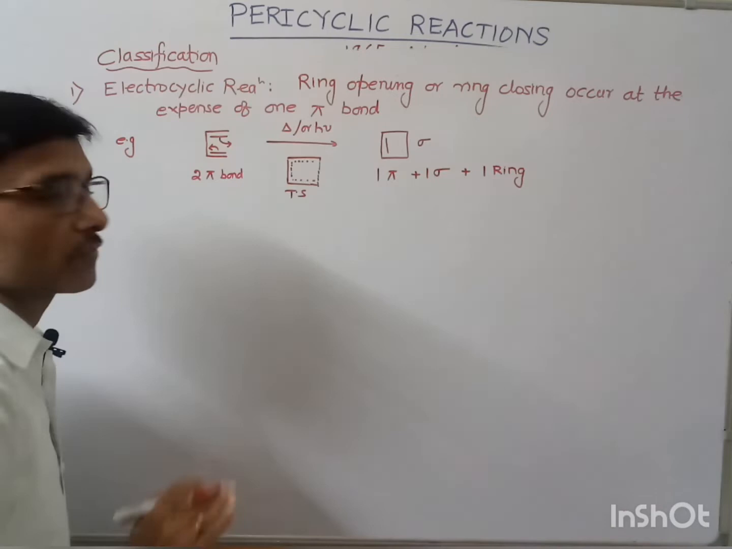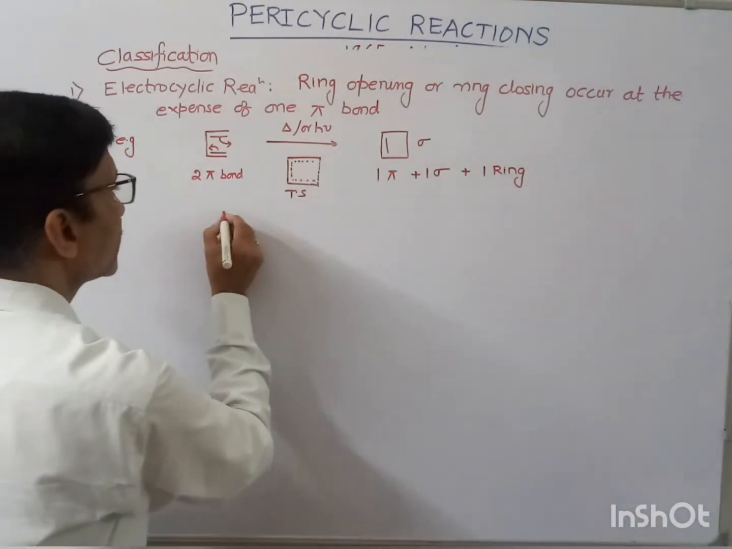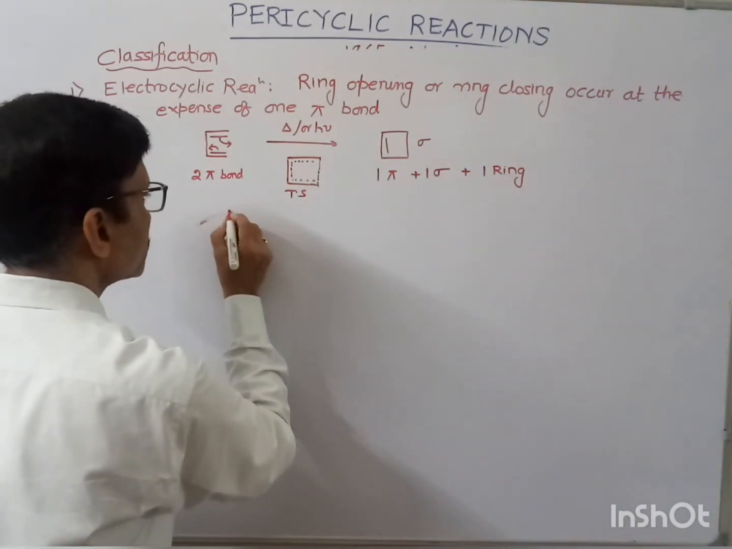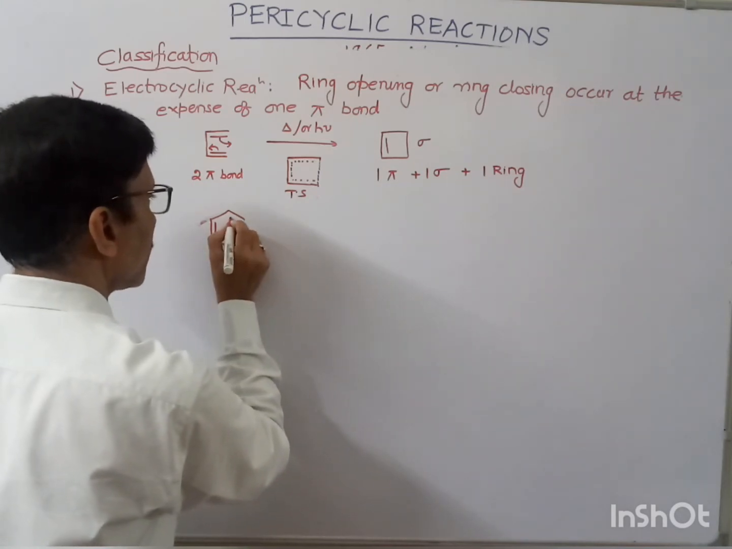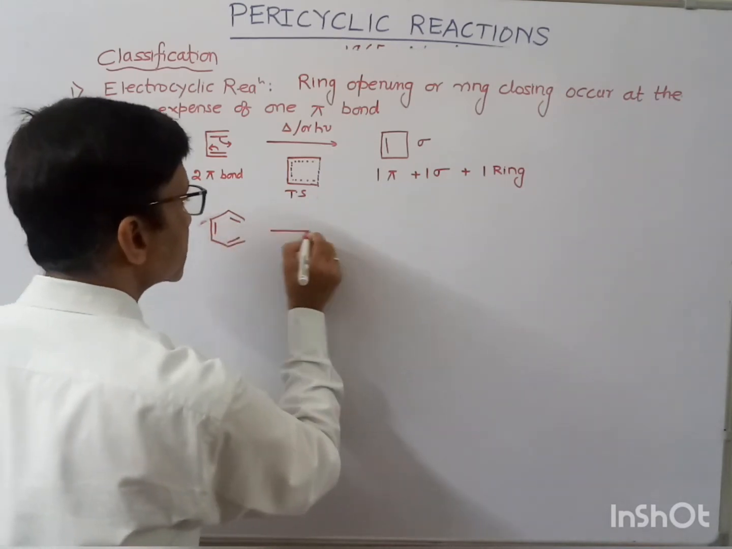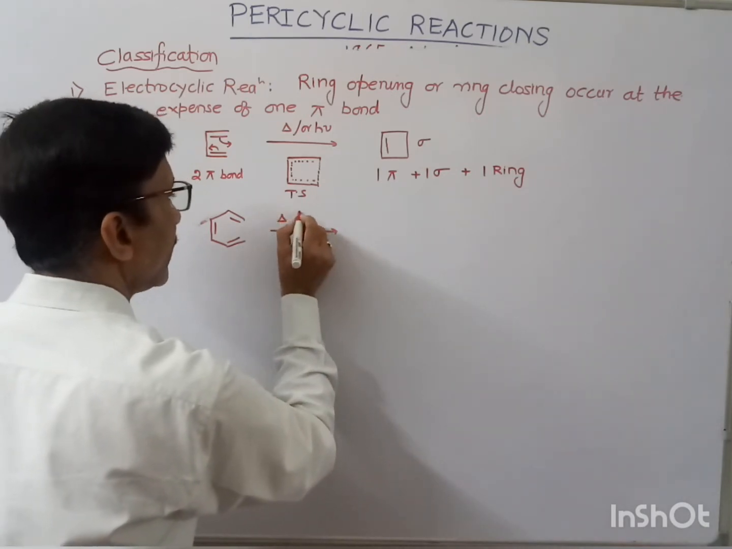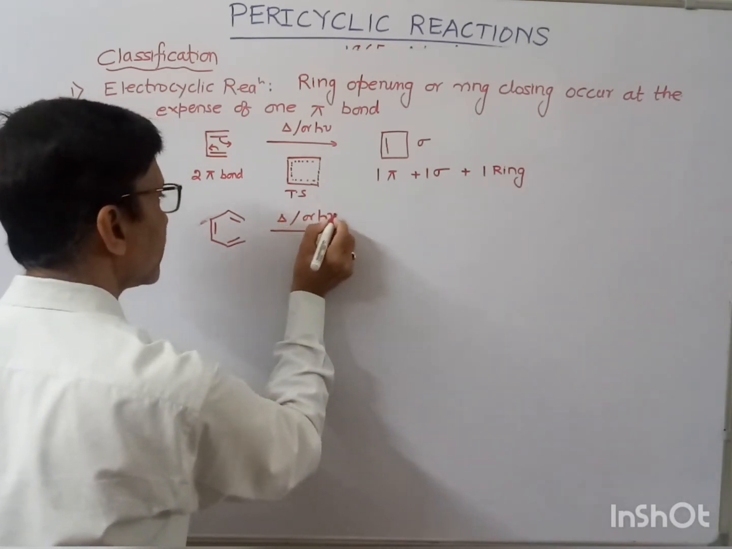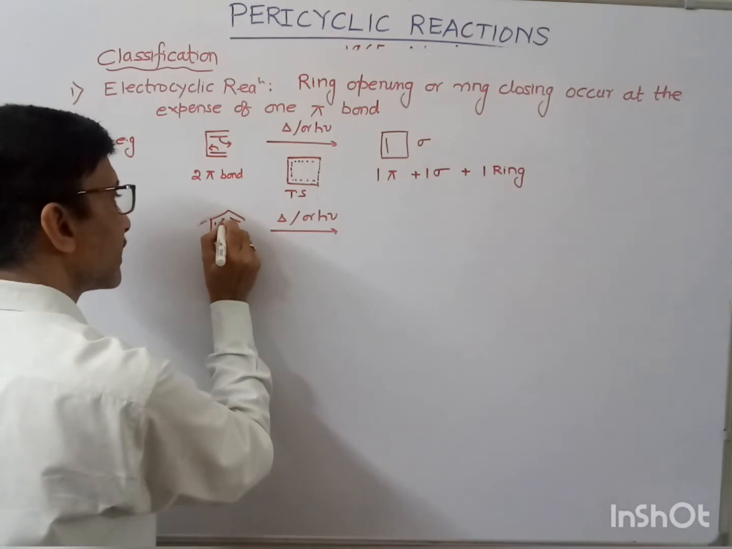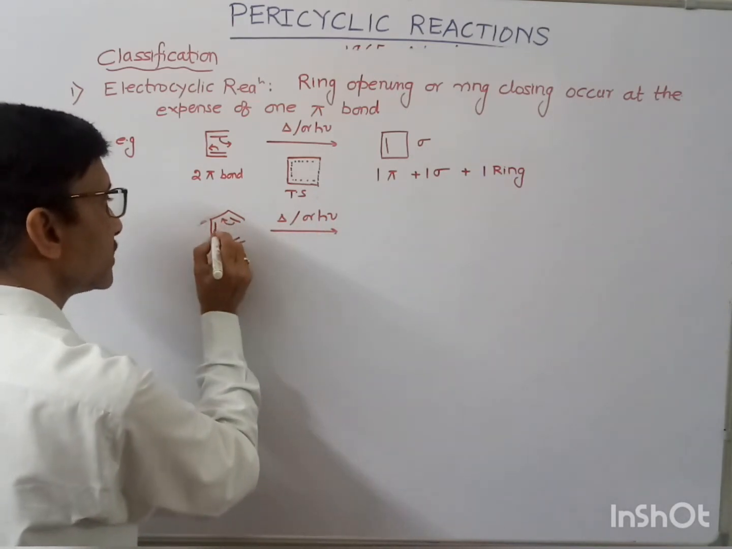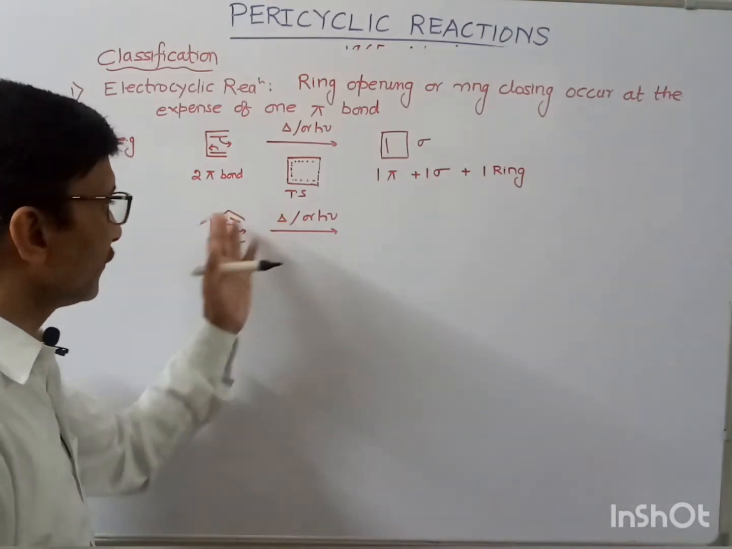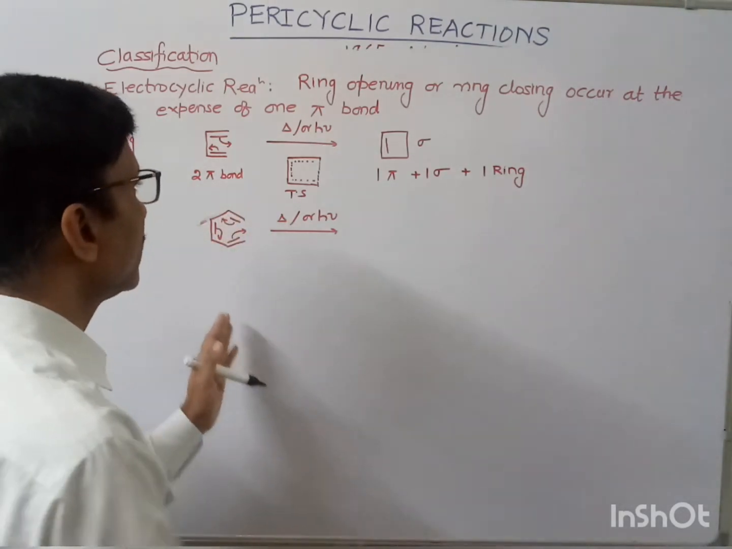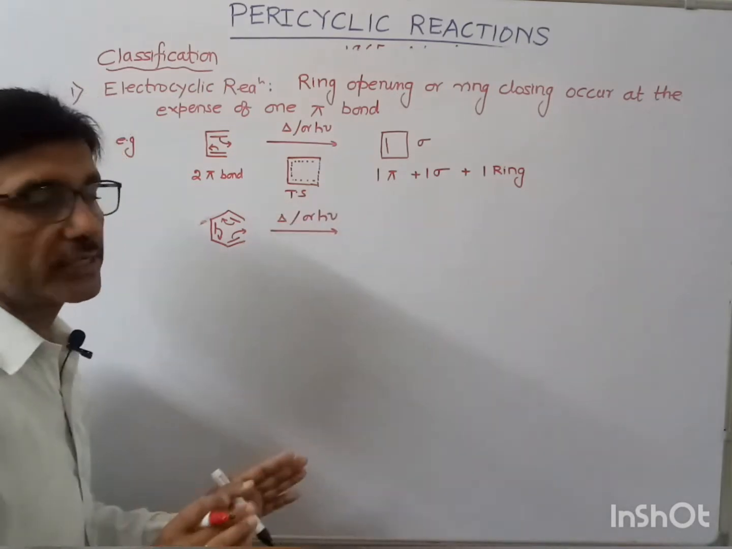So this is one of the examples. Similarly, suppose I take hexatriene. Hexatriene in presence of heat and light. What will happen? When it acquires the energy, a cyclic shift of electrons will start at the periphery of this reactant molecule, and you will get such a transition state.